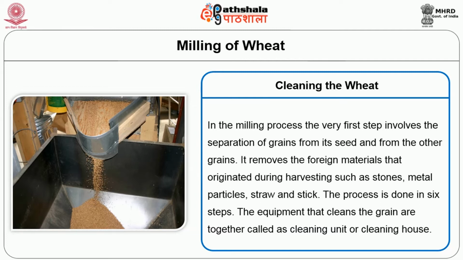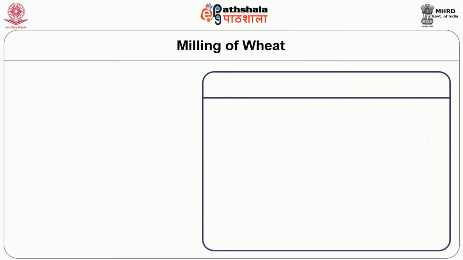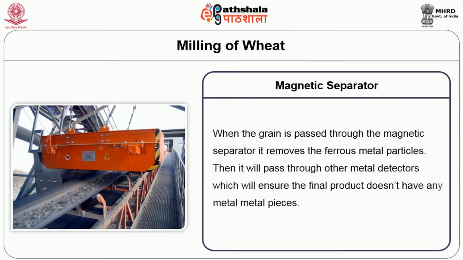The equipments that clean the grain are together called the cleaning unit, or it can also be called the cleaning house. The first equipment used for cleaning is the magnetic separator. When the grain is passed through the magnetic separator, it removes the ferrous material particles. Then it will pass through other metal detectors which will ensure the final product does not have any metal pieces.